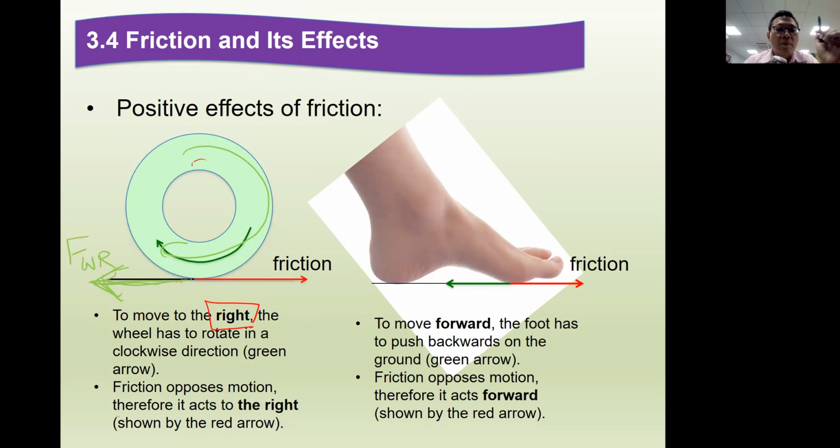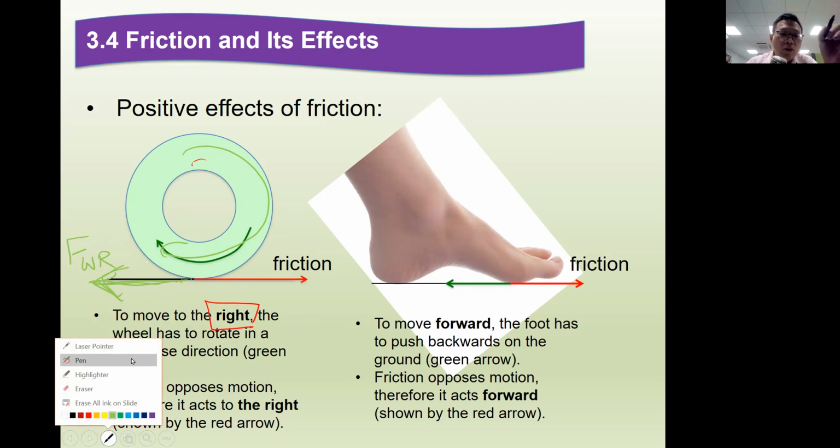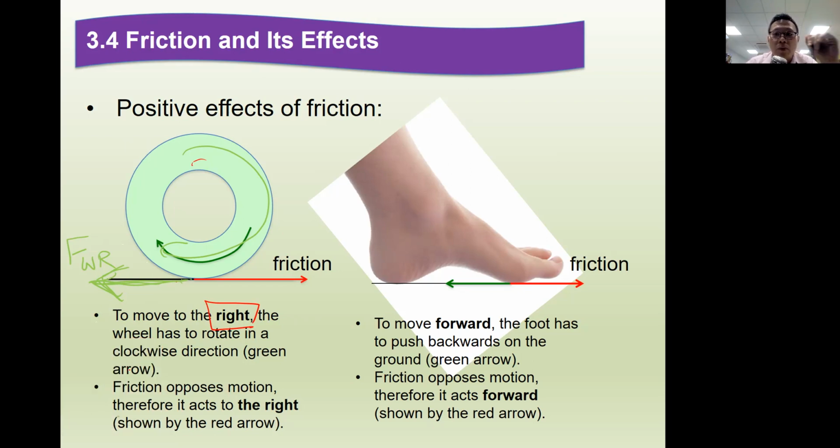This is where Newton's third law comes in. Newton's third law says that for every action there's a reaction. So when the wheel pushes the floor backwards, the floor will actually push the wheel forward. This is where the red force comes in, the force by the road on the wheel itself. This forward force is what actually pushes the car forward. In this case, the car is able to travel forwards due to what we call the positive effect of friction.